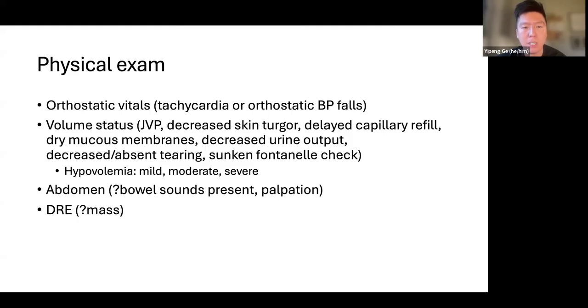So, three readings. A positive orthostatic vital shift or change is when you notice that they have an increase in heart rate of 30 points going from sitting to standing, or their systolic blood pressure drops by 20 points, or their diastolic blood pressure drops by 10 points from sitting to standing.